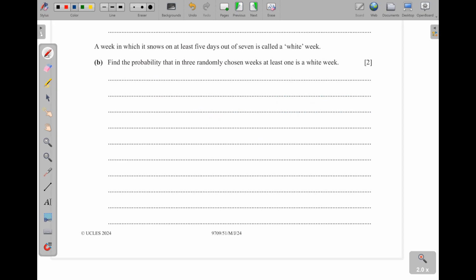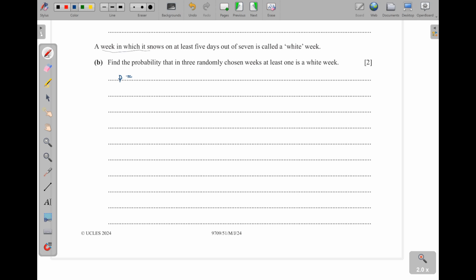They are saying a week in which it snows on at least 5 days out of the 7 is called a white week. Find the probability that in 3 randomly chosen weeks, at least one is a white week. Now our p here has changed. So here the n is again 3, and at least means greater or equal. So my new p here is going to be this one here.